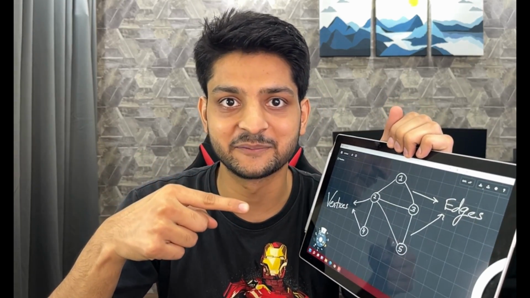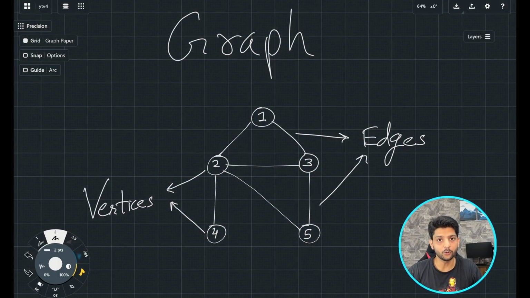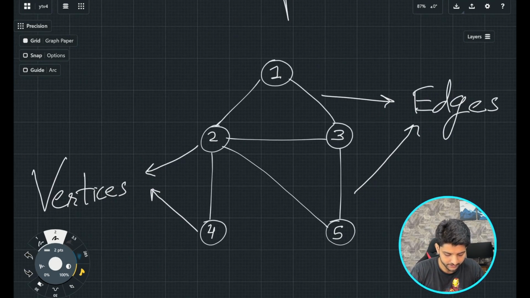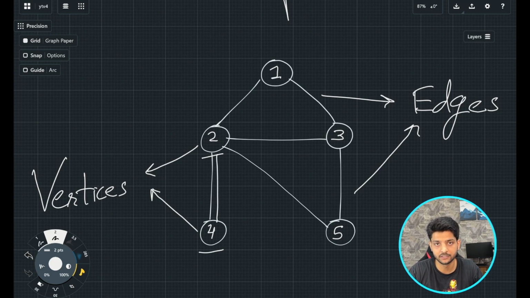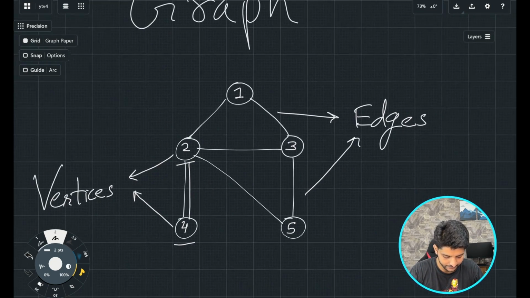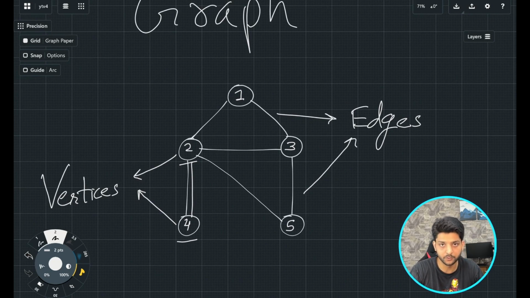Let's get started. A graph is a non-linear data structure that consists of vertices and edges. So each node in a graph is called a vertex that can have some data. And the connection between those two nodes is called an edge. Like here, these arrows are saying 2 and 4 are two different vertices. And then the edge connecting 1 to 3, 3 to 5, 2 to 3 are called edges.